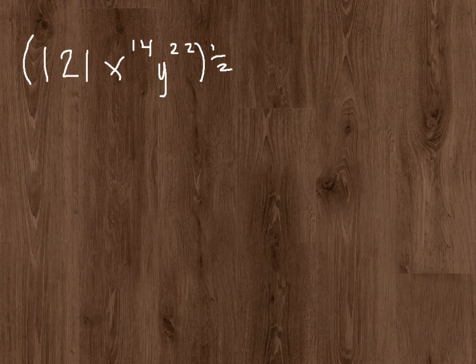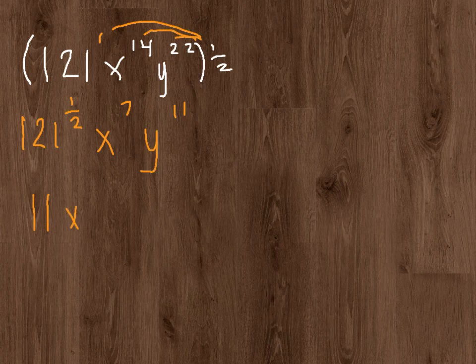This last problem, I'm going to put my imaginary 1 with the 120, and I need to multiply that 1/2 in. So I have 121, and when I do 1 times 1/2, I get 1/2. I'm going to have x, I do 14 times 1/2, which is 7. I'm going to do 22 times 1/2, which is 11. Now I type into my calculator 121 raised to the 1/2, which is 11. My x to the 7 and y to the 11 stay the same.